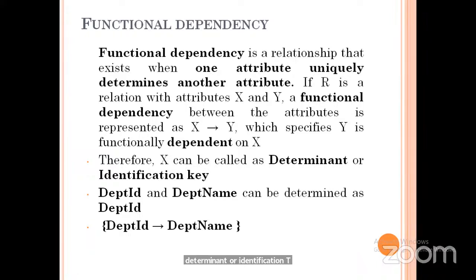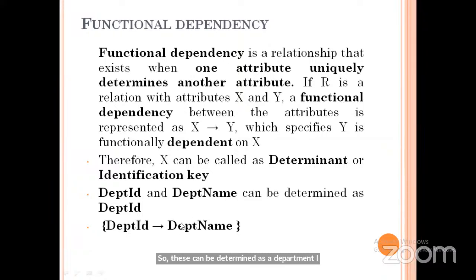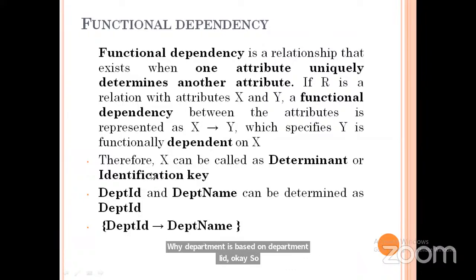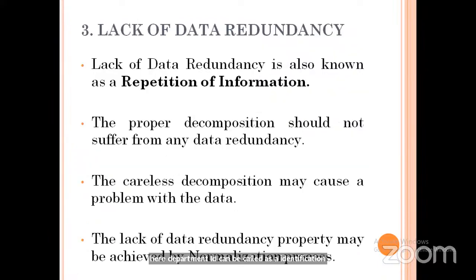Suppose for example, department ID and department name are there. So this can be determined as department ID tends to department name. Why? Department name is based on department ID. So here department ID can be called an identification key or determinant. Is it clear? Yes or no?